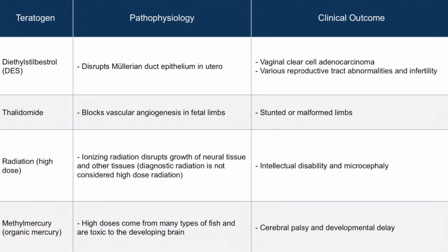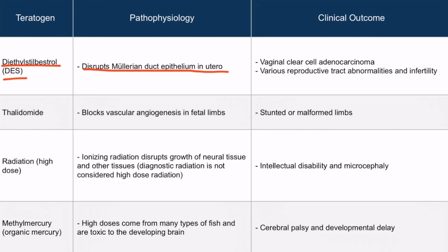So let's start by talking about diethylstilbestrol, or DES. This medication isn't available in the United States anymore. It's teratogenic because it disrupts the Müllerian duct epithelium in utero. The role of the Müllerian duct is discussed in detail in section 11 of this chapter.